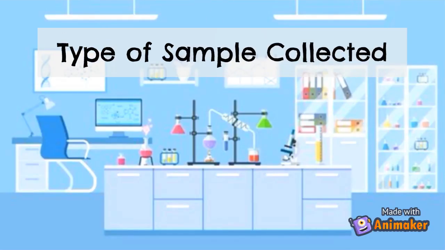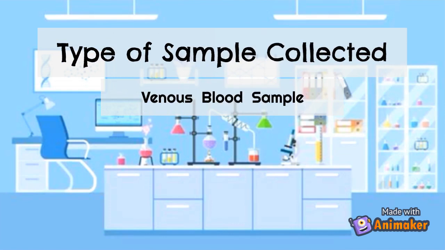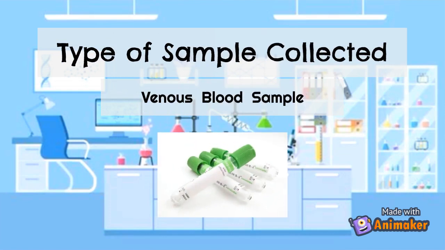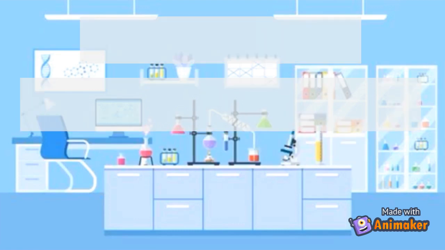Type of sample that will be collected for this test is venous blood sample. The blood sample will be collected by venipuncture into the green top collection tube that contains lithium heparin or ammonium heparin. While the blood is drawn, the patient should not clench and unclench their fists repeatedly because skeletal muscle activity can cause elevation of potassium ion value.